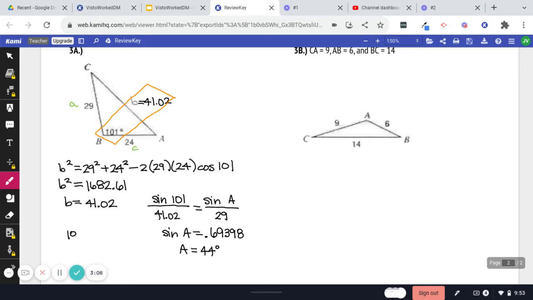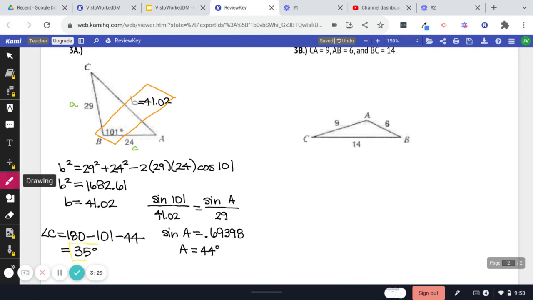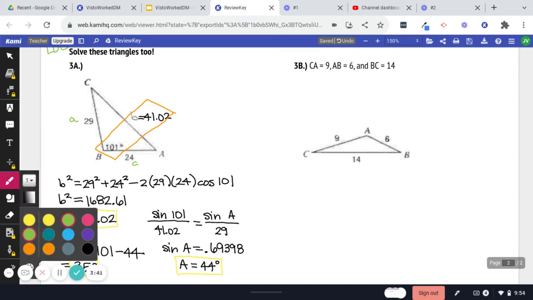To finish this off then, sorry, I got a little heated. If I want to know what angle C is, I just do 180 minus 101 minus 44. And 180 minus 101 minus 44 is a total of 35 degrees. Okay. So that's the law of cosines in action. We've got a 35 degree angle. We've got a side that's 41.02, and we've got an angle that's 44.